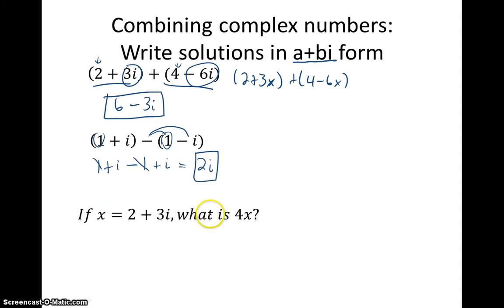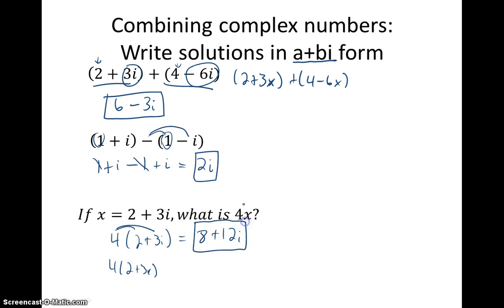Now, this is a little bit different form that you might see on the homework tonight. So if x is 2 plus 3i, what is 4x? Well, 4x is just 4 times 2 plus 3i. Now, we could write it out, 2 plus 3i plus 2 plus 3i plus 2 plus 3i, and then it would just be similar to these problems up top. But we can also just distribute the 4. So it works just like if this was 4 times 2 plus 3x. So these are exactly the same problem. So that gives us 8 plus 12i. And that's all it is.